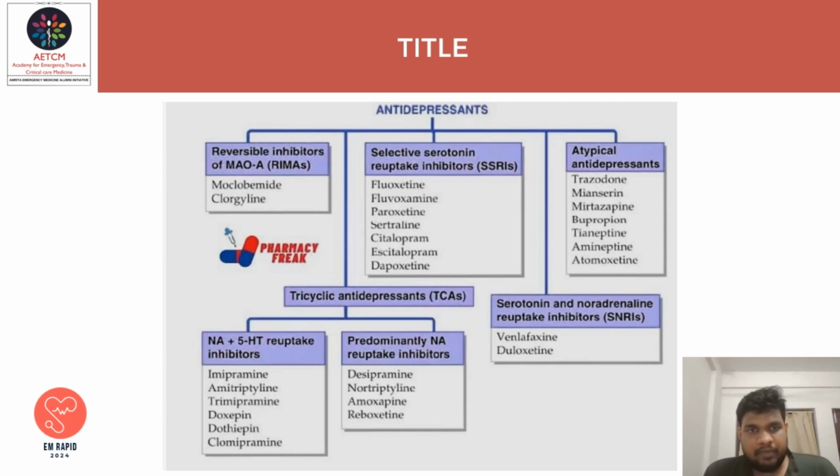Tricyclic antidepressants are divided into noradrenaline and serotonin reuptake inhibitors, which include imipramine, amitriptyline, doxepin, and clomipramine, and predominantly noradrenaline reuptake inhibitors, which include desipramine, nortriptyline, and amoxapine.